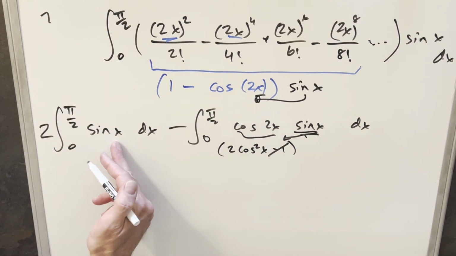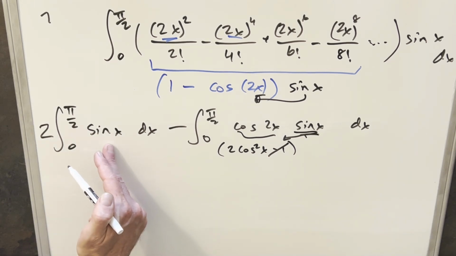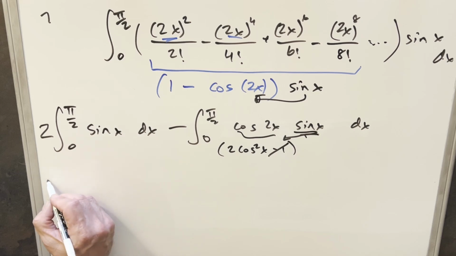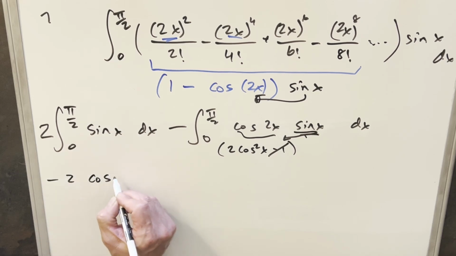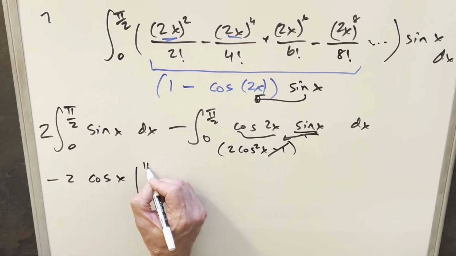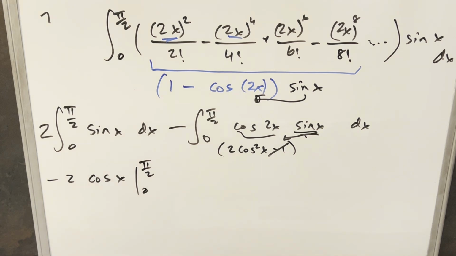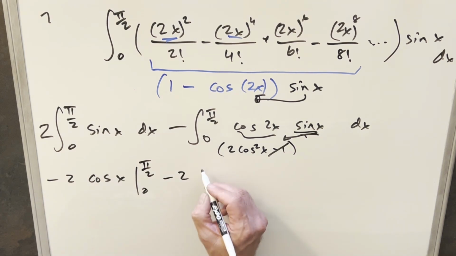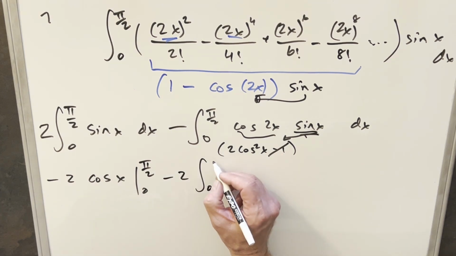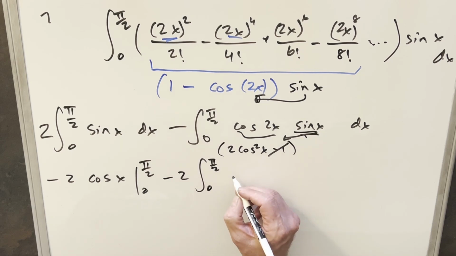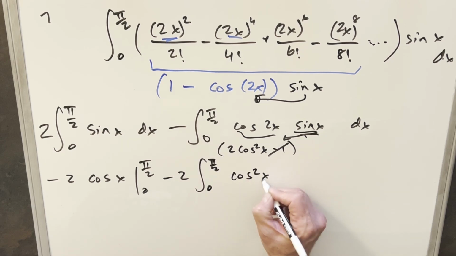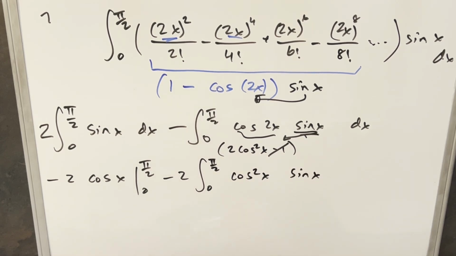So then let's just deal with this one, because we can just integrate this. The integral of sine x is going to be minus cosine x. We have minus 2 cosine x evaluated from 0 to pi over 2. And then for the second one, just to clean it up, this integral is going to be cosine squared x sine x. And what I want to do here is a u substitution.